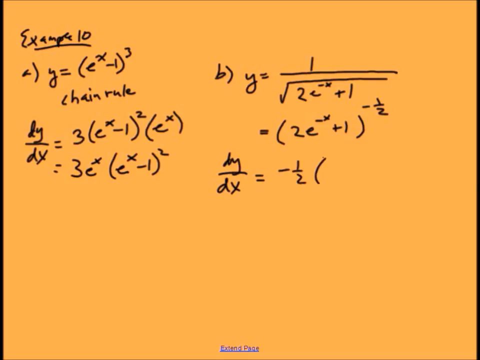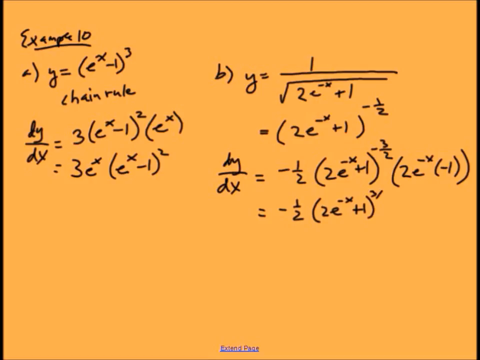So negative 1/2, 2e to the negative x plus 1. Decrease your exponent by 1, so negative 3/2, multiply by the derivative of in the bracket, so 2e to the negative x, which is then multiplied by negative 1. And we need to simplify. This is negative 2e to the negative x. So negative 1/2 times negative 2 is just 1. So e to the negative x times 2e to the negative x plus 1 to the 3/2. Oh, and that's supposed to be negative 3/2.